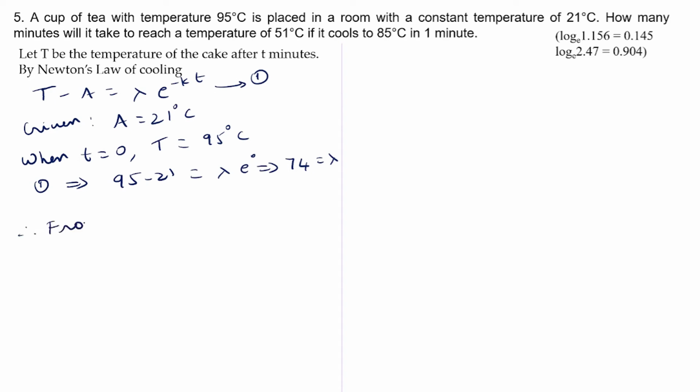Therefore, from 1, T minus 21 equal to 74 into e raised to minus kt. We are substituting A and lambda. A is the surrounding temperature which is given as 21 and lambda we just now found it is 74, that we are substituting here. Now let us take the condition which is given here. It cools to 85 degrees Celsius in 1 minute.